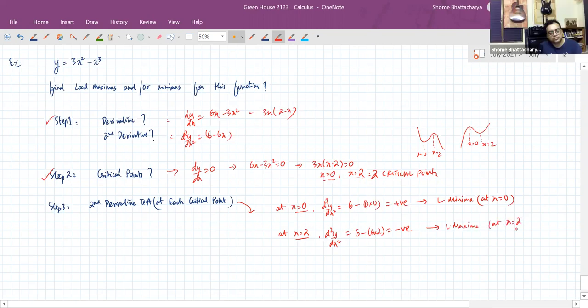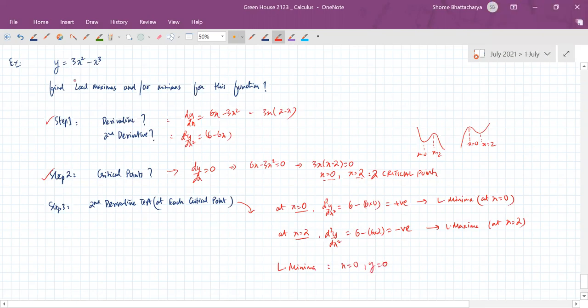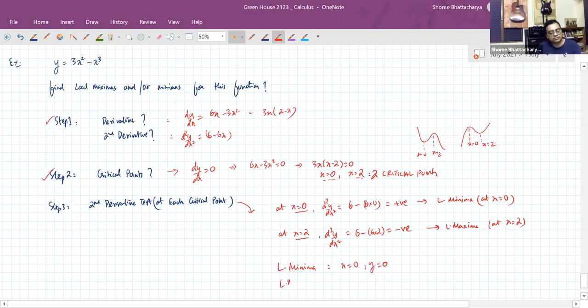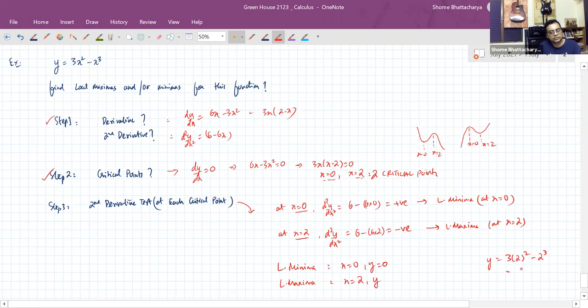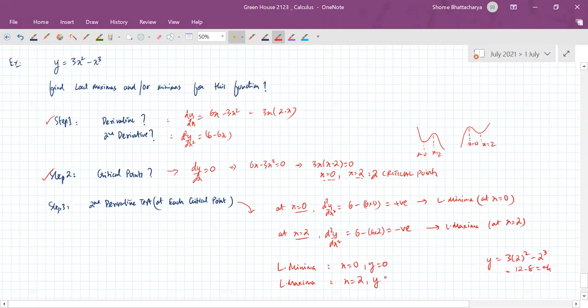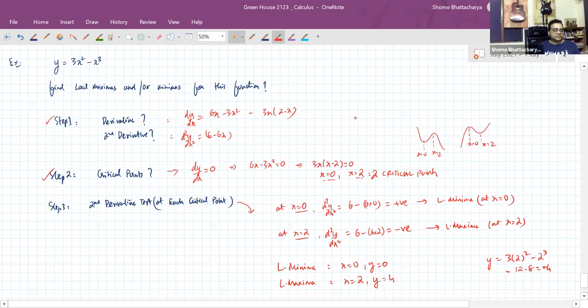At x equal to 2. So we can see that our local minima is at x equal to 0. Y will also be 0 when you substitute x in this. Whereas our local maxima is at x equal to 2. So y's value will become how much? Y is 4. Yes. 3 into 2 square minus 2 cube. So 12 minus 8, plus 4. So it's 4. So this is all done. We have got the answer to what we are looking for.